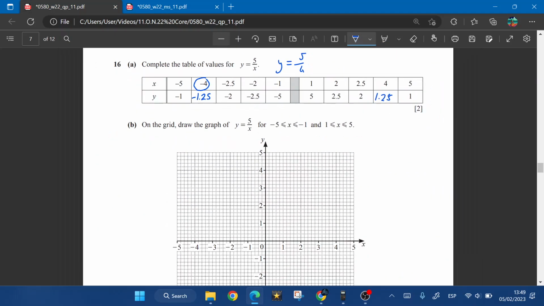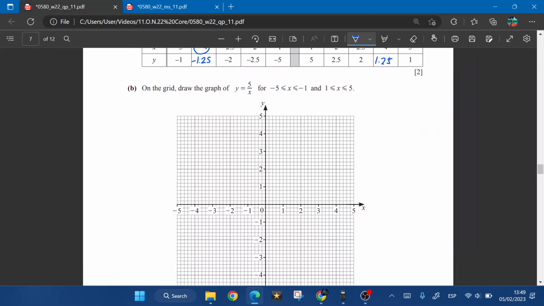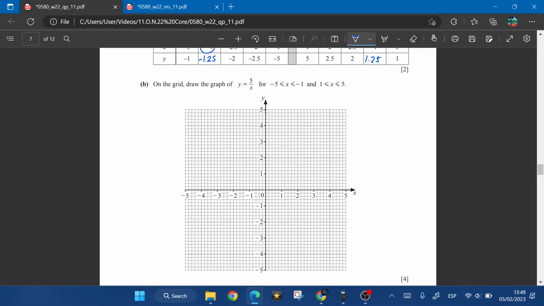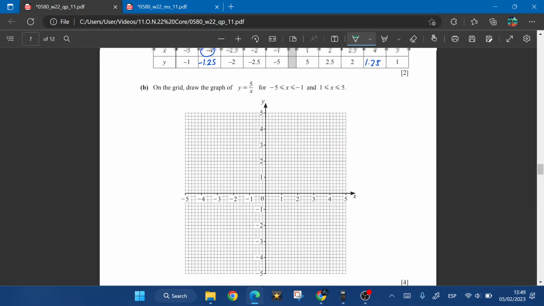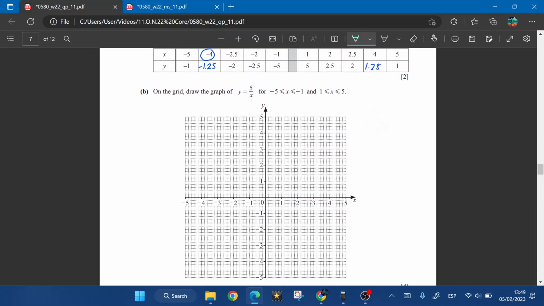Right, the next step would be to plot the points. Be very careful here. When you plot the points, do this right. Use a pencil. If you make any mistakes, you can rub it out. You don't get stressed. Okay, remember, along the corridor, up or down the stairs. So first, if we got minus 5, we go from minus 5 on the x-axis and then down the stairs to minus 1. There's the first point.